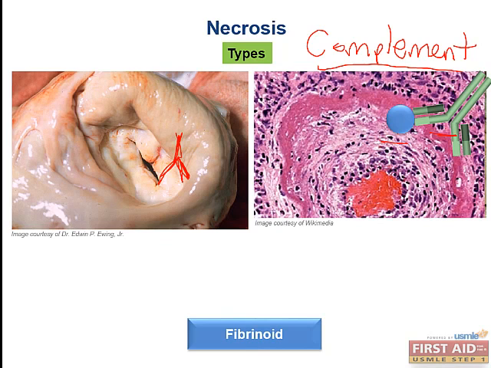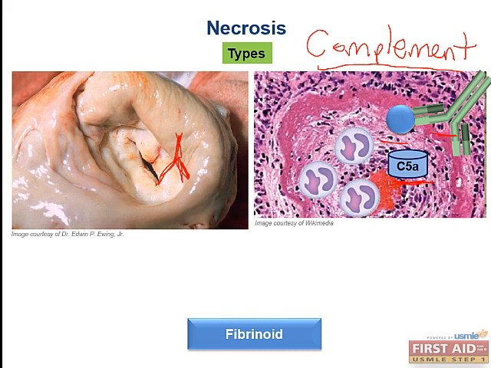Once complement is activated, there will be proteins split off, and one of them is C5a. What's so important about C5a? What is this chemotactic to? What will it call in? Neutrophils. And neutrophils, as we said before, release the reactive oxygen species and just tear up everything in sight, including the blood vessel here and the heart valve here.